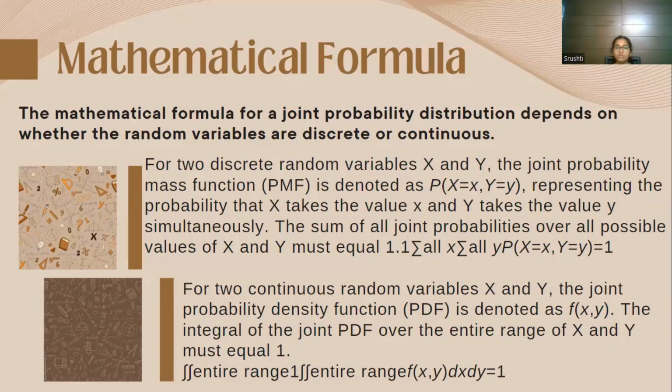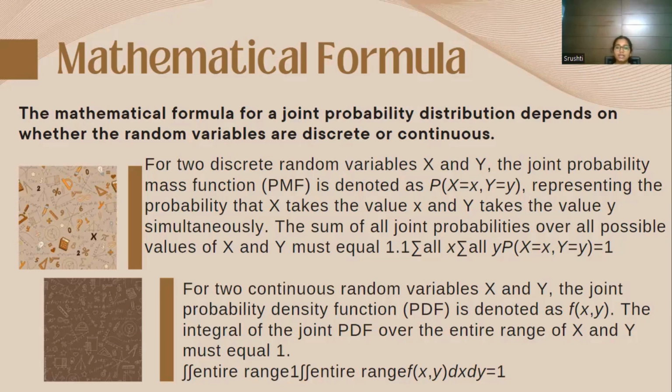For two discrete random variables, capital X and capital Y, the joint probability mass function, that is the PMF, is denoted as P of capital X equals small x, comma capital Y equals small y, representing the probability that capital X takes the value of small x and capital Y takes the value of small y simultaneously. The sum of all joint probabilities over all possible values of x and y must be equal to 1. That is, summation over all x and summation over all y of P of X equals x, comma Y equals y should be equal to 1.